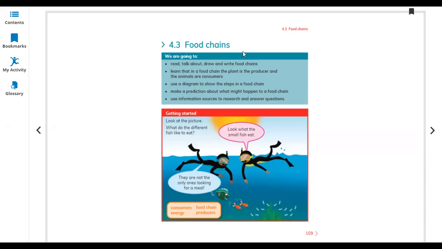Today I'm starting unit 4, lesson 4.3, food chain. So let's start. Look at this picture. What do the different fish like to eat? What about this? The big fish eating the small fishes and the small fishes eating plants. They're not the only ones looking for a meal. Look what the small fish eats. Two boys are watching the fishes and what the fish are eating.